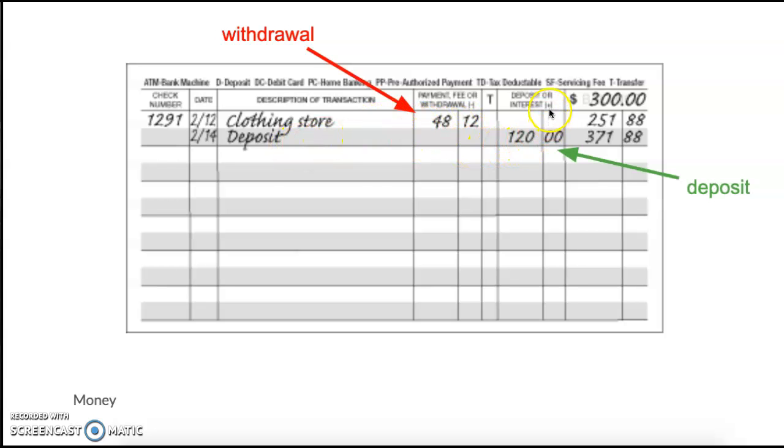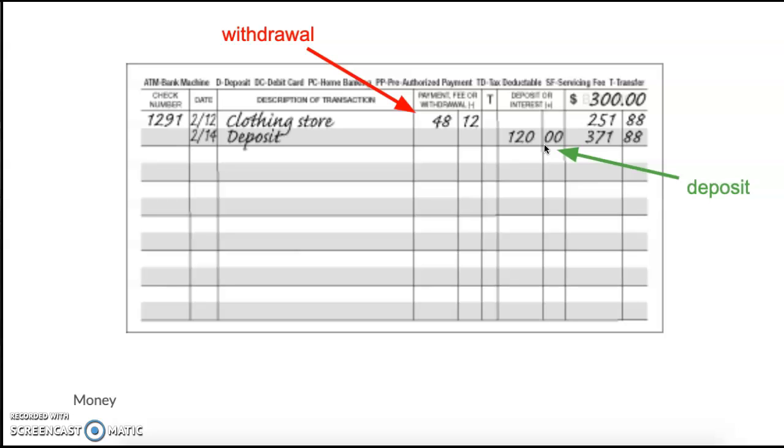Deposit, there's a little plus sign right here. Deposit is money that you made and it gets put into your bank account. So a paycheck is a deposit. It goes into your bank account. If you get some money for your birthday and you put it into your bank account, that's a deposit. So this person put $120 into their bank account. So that would be positive.